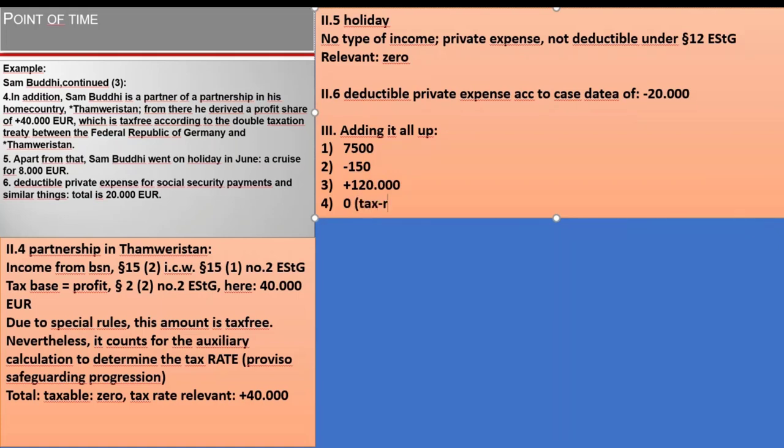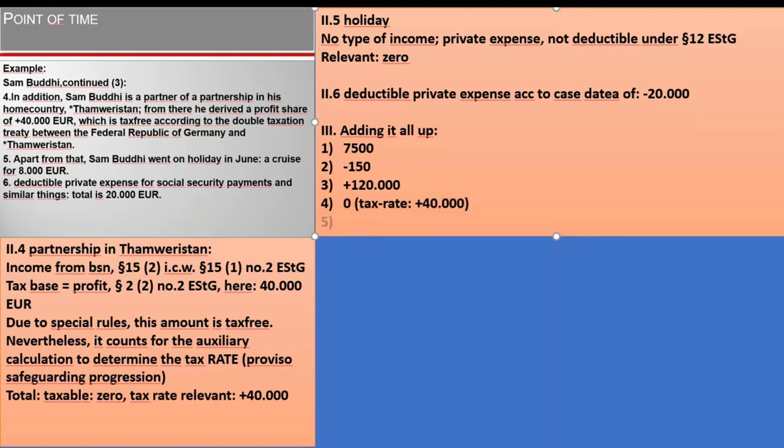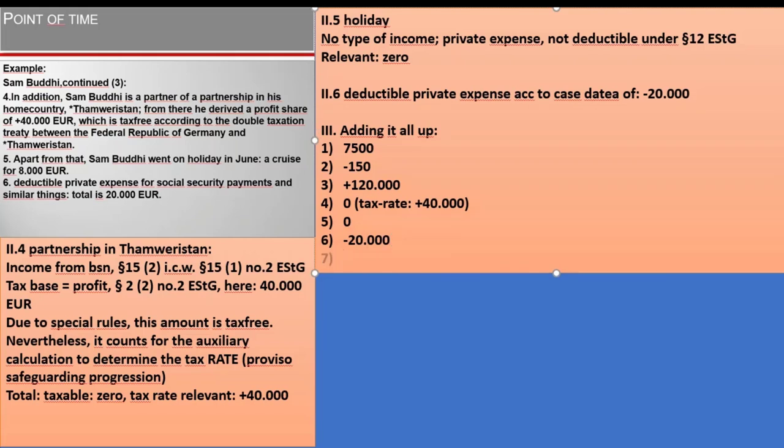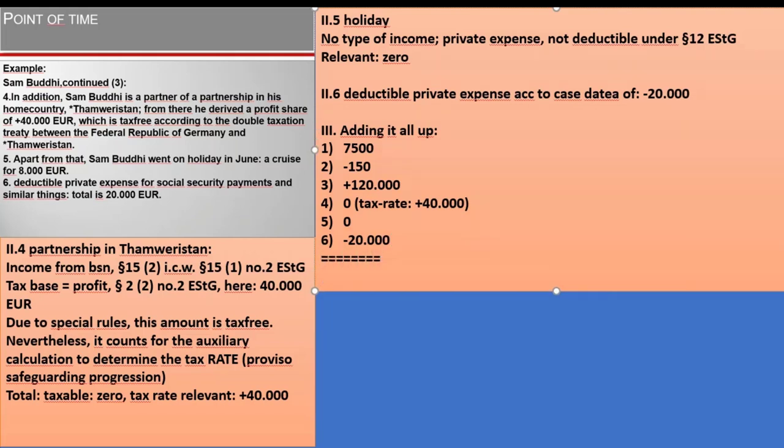Tax rate relevant plus 40,000. And number 5 was 0. Number 6, the special expenses and so on, minus 20,000. They are always relevant. There we end up with a total. Now let's calculate. Oh my God, 120,000 plus minus 20,000 is 100,000.